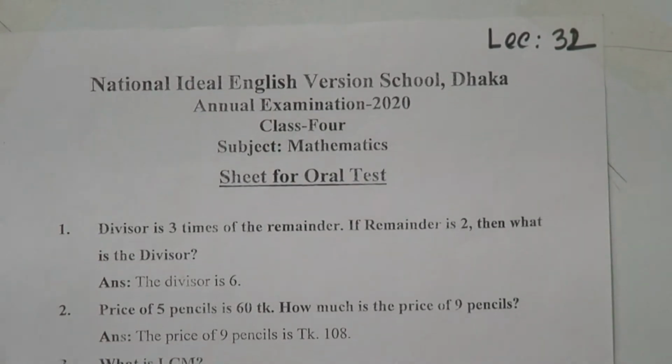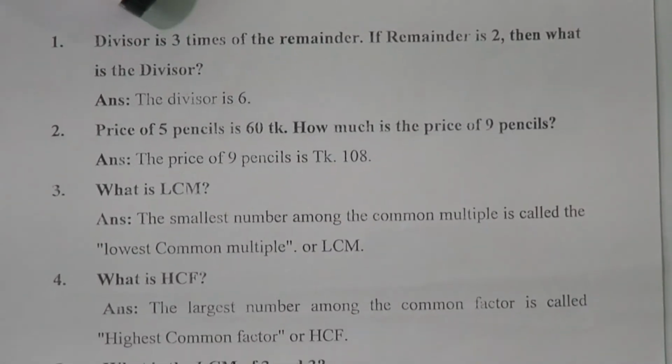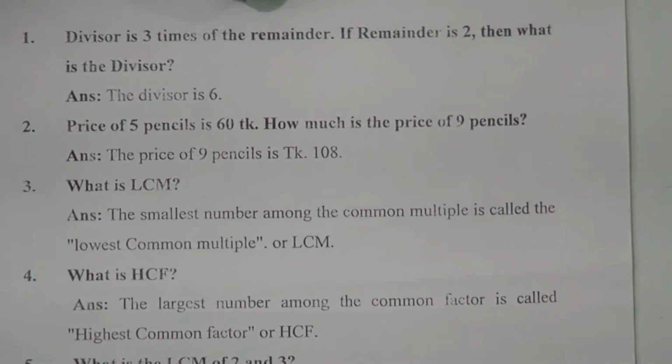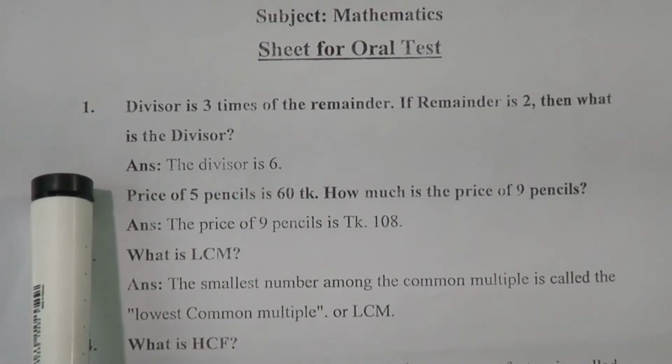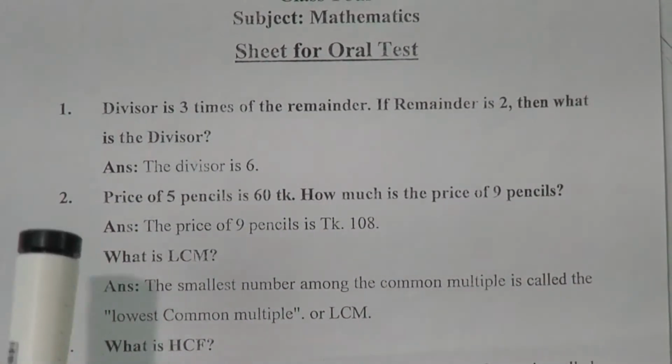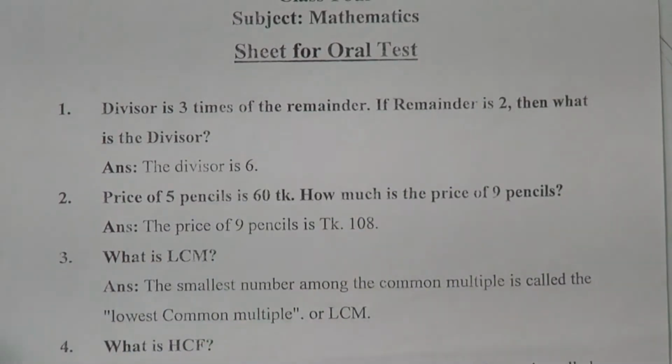Look. Divisor is 3 times of the remainder. If remainder is 2, then what is the divisor? Okay, then your answer will be the divisor is 6. That means 3 times 2 is 6.